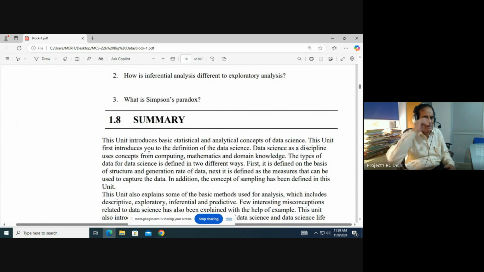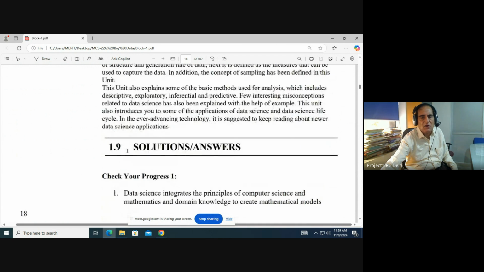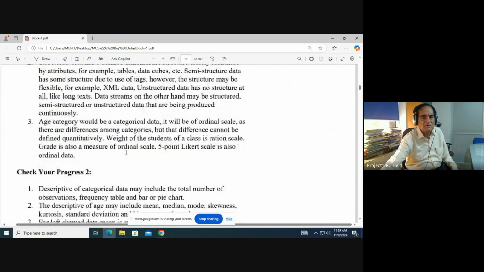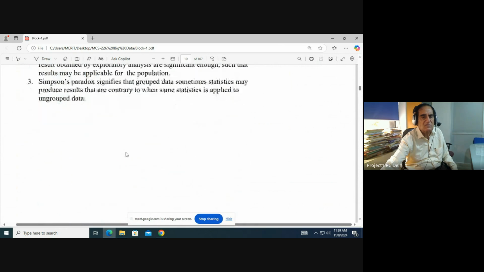So this makes your first unit over. You can see the summary. The unit introduces basic statistical analytical data and so on. So these are the things which you have studied. Check progress. You can check progress 3 and see that.